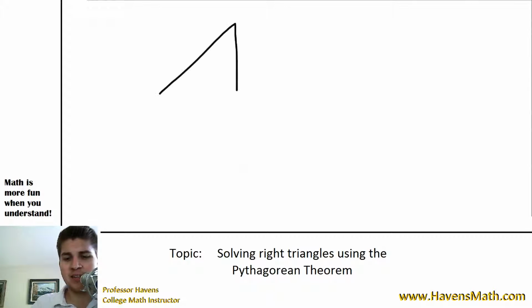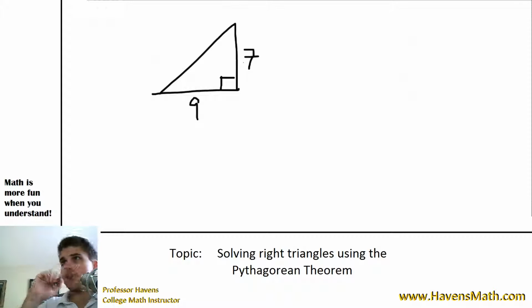say I have a triangle like this, and this side is 9, and the second side over here is 7, say. So sorry, my pen is not working. There we go, 7. And this guy here is our right angle. So again, our third side would be c. Across from the right angle has to be our hypotenuse.